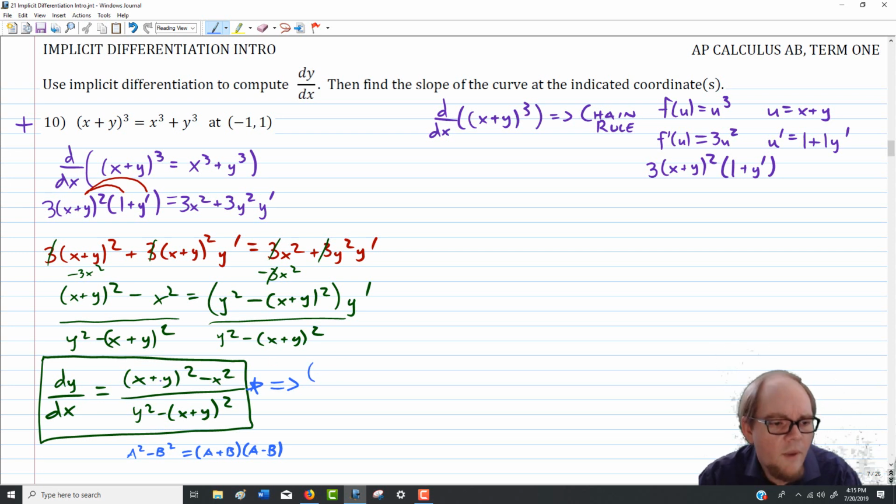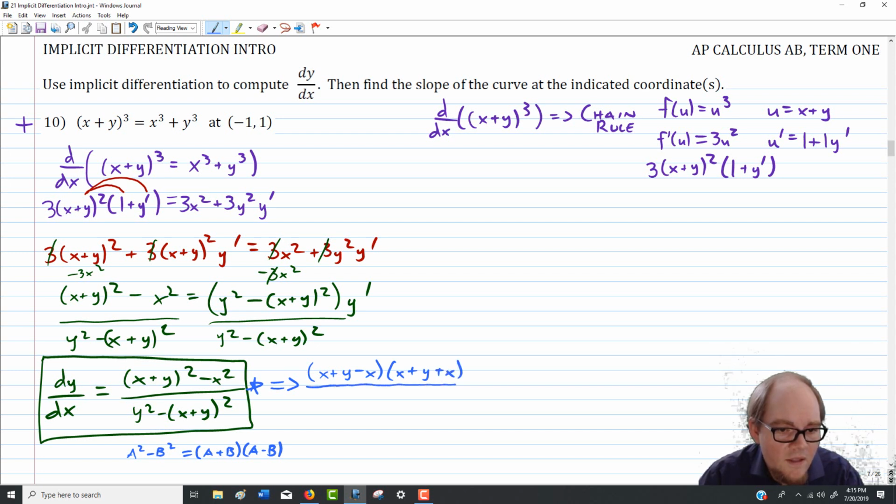In the numerator, we have x plus y being squared, and then subtracting x squared. That's going to give us (x plus y minus x)(x plus y plus x). And then in the denominator, we have y minus (x plus y) squared.